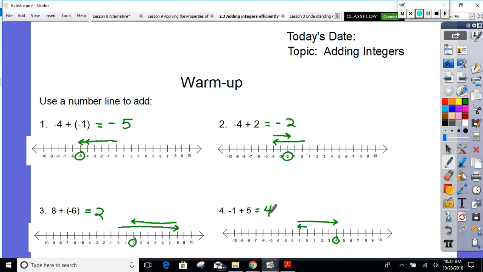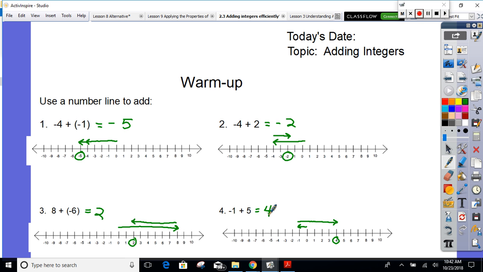Okay, any questions about what we're doing? Jake, did that make sense to you just from the warm-up? Negative, we go that many units left. Positive, we go that many units right. No, that was a really good question, Carissa, because some people did this. Only circle the number where you end up. So don't circle all of your numbers, just circle your answer.